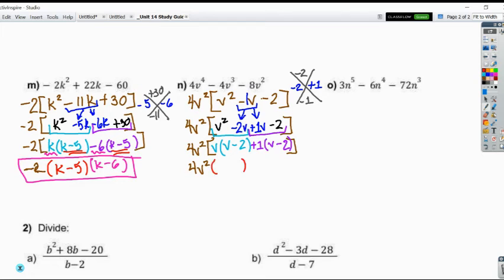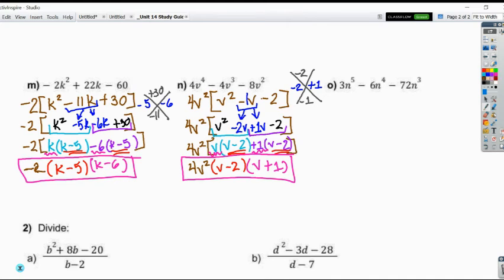The matchy-matchy parentheses give us a binomial in my factored form. And then I look at my GCF that I pulled, v, look at my GCF that I pulled, positive 1. Here's the factored version. This is completely factored for us.